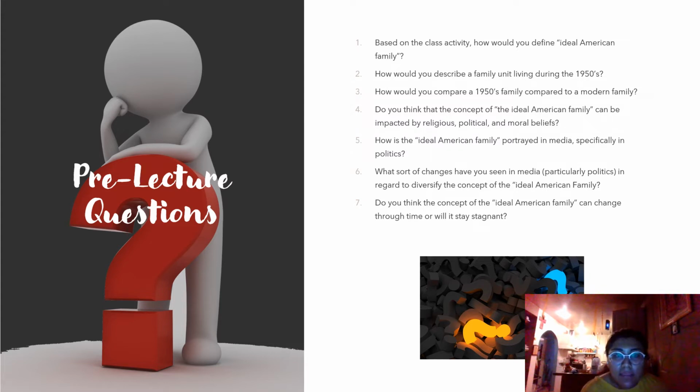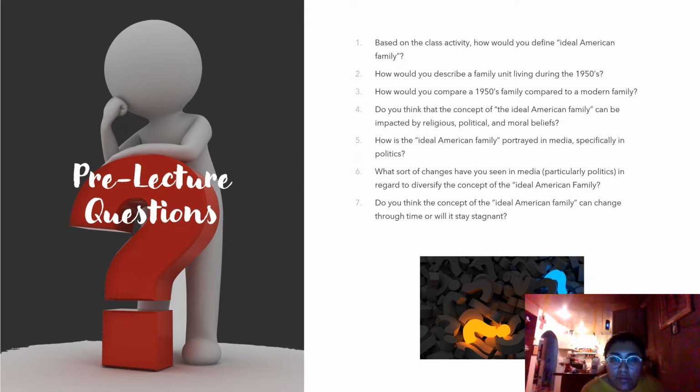The fifth question is: how is the ideal American family portrayed in media, specifically in politics? For that one, I just wanted to add a broad question to see how students see family units portrayed, whether they're portrayed as the ideal American family units, but also tying it to the political side that was discussed in the article about political families, trying to break the barriers of the traditional American family, which is a heterosexual couple with children who have never remarried or divorced.